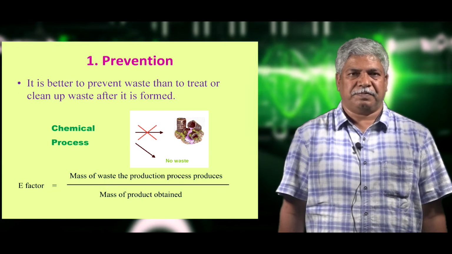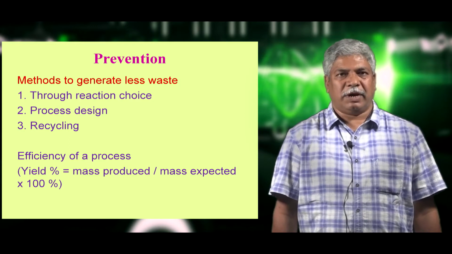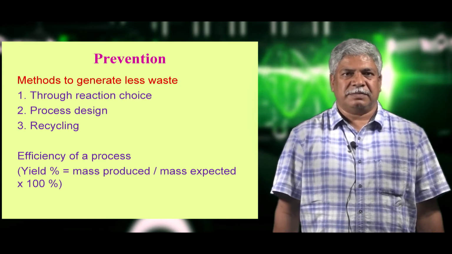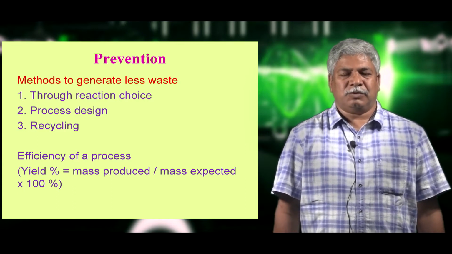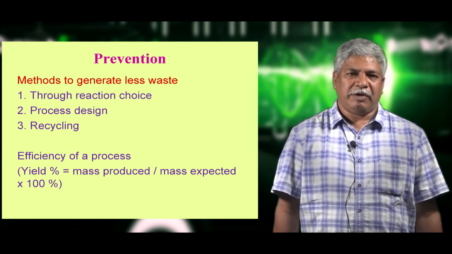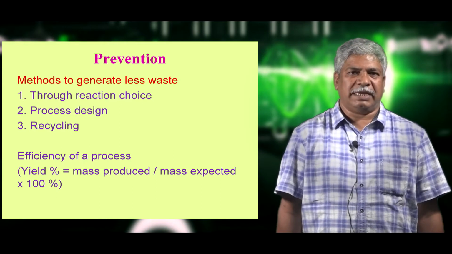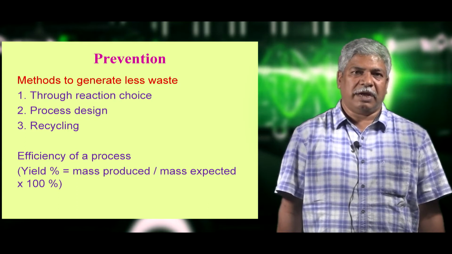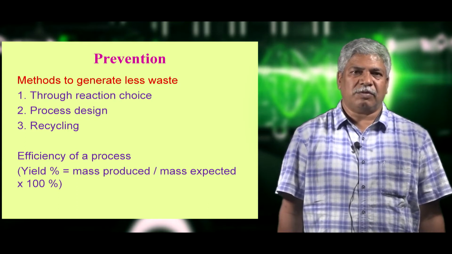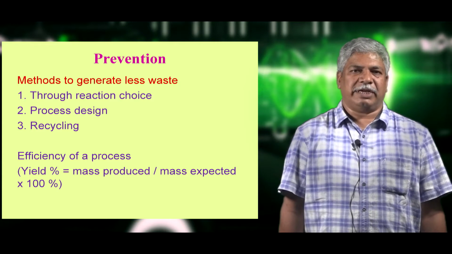The methods available to generate less waste are: one, through reaction choices; second, through process design; third, by recycling. The same product can be manufactured by several routes or several synthetic schemes. Each route we should analyze carefully, see in which process the wastage is more and which is less, choose the process which generates less waste, and place it appropriately in the production process.